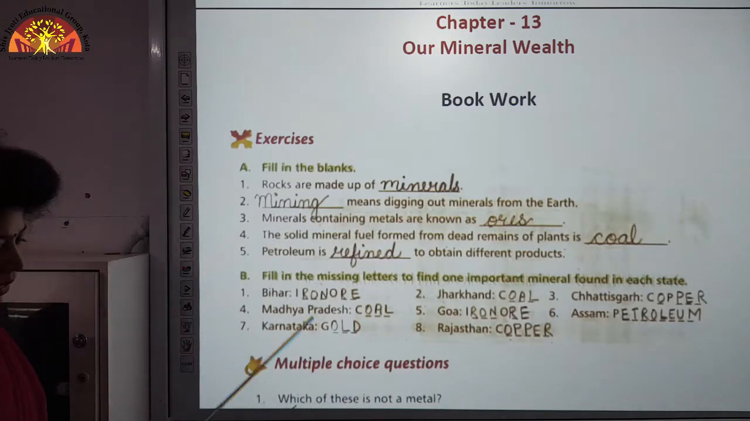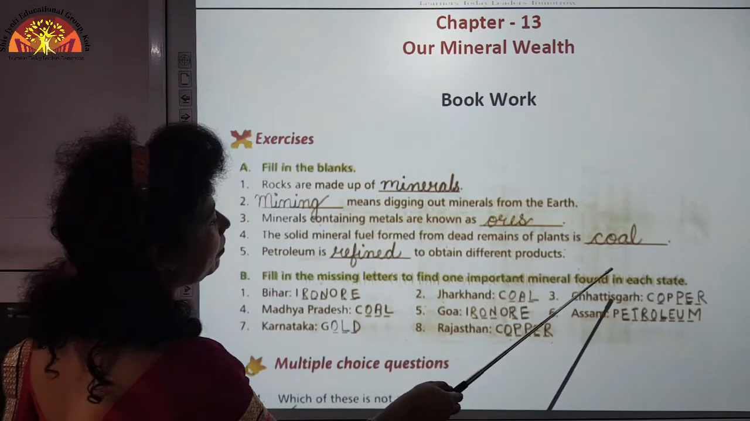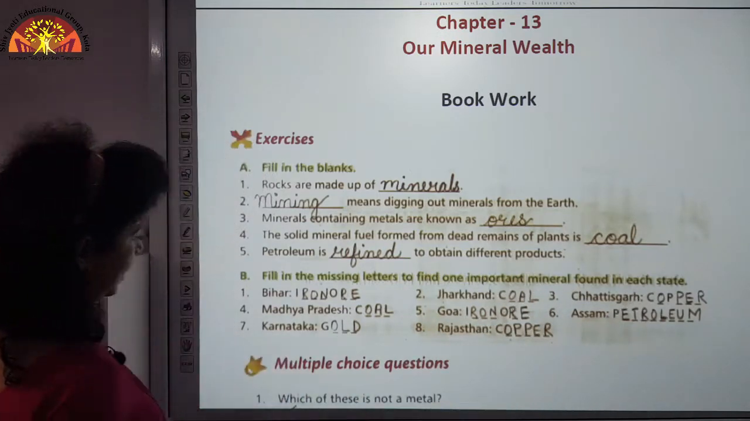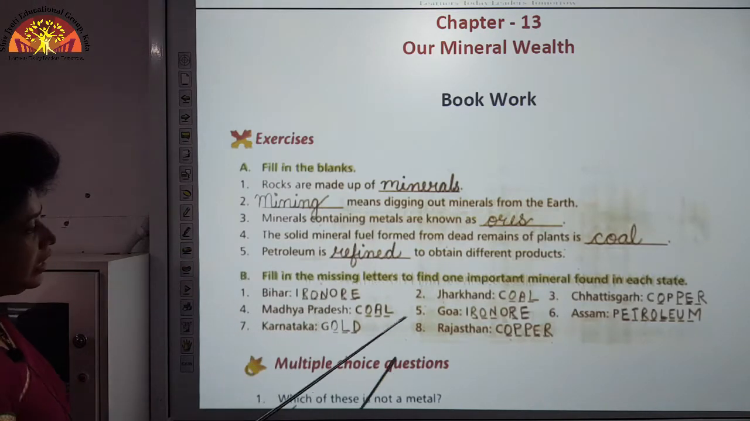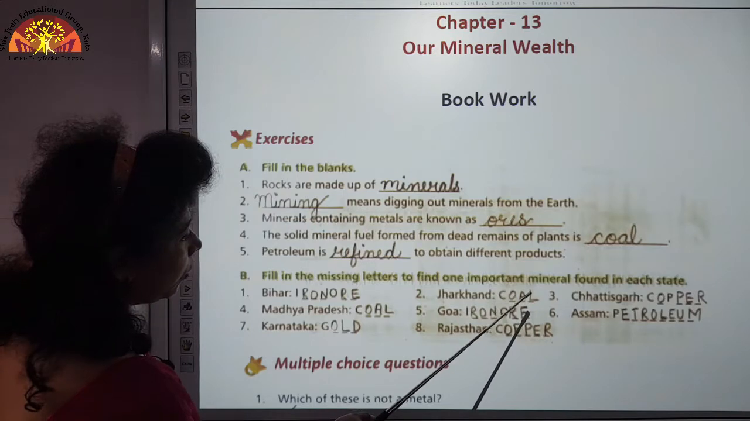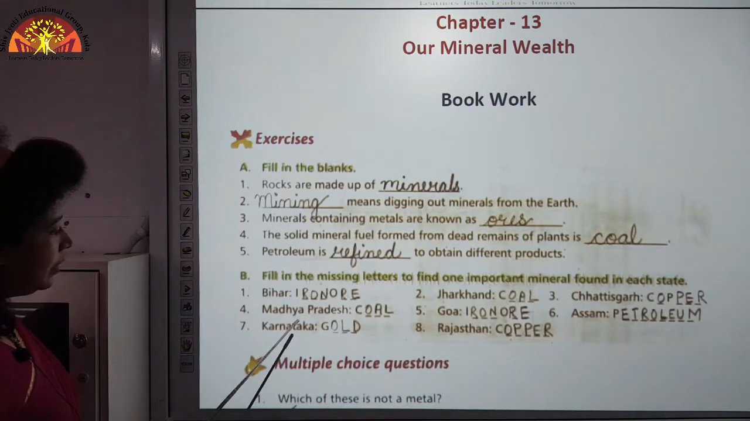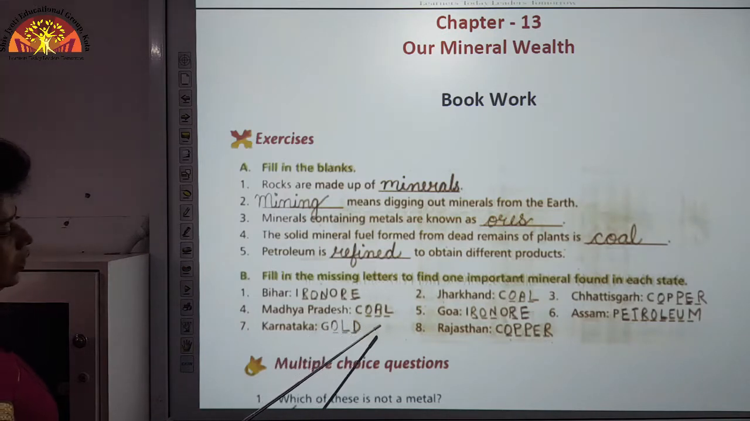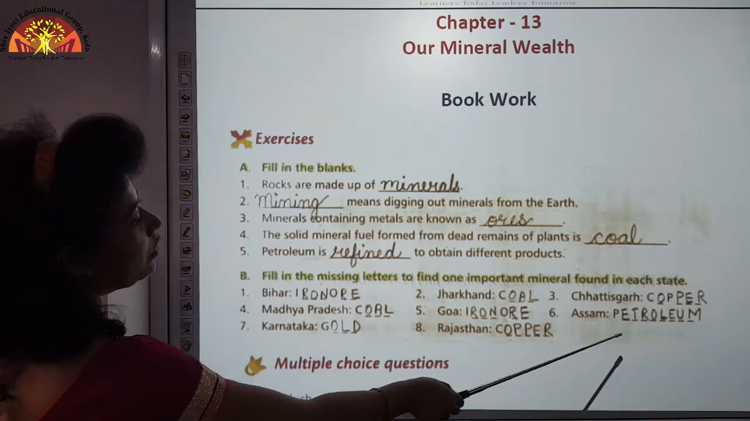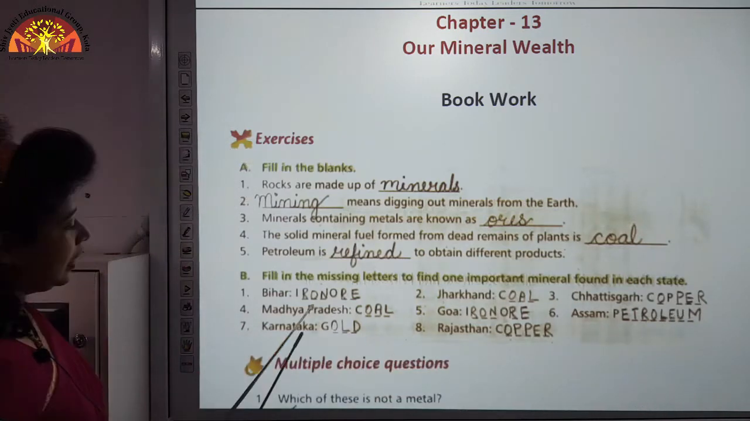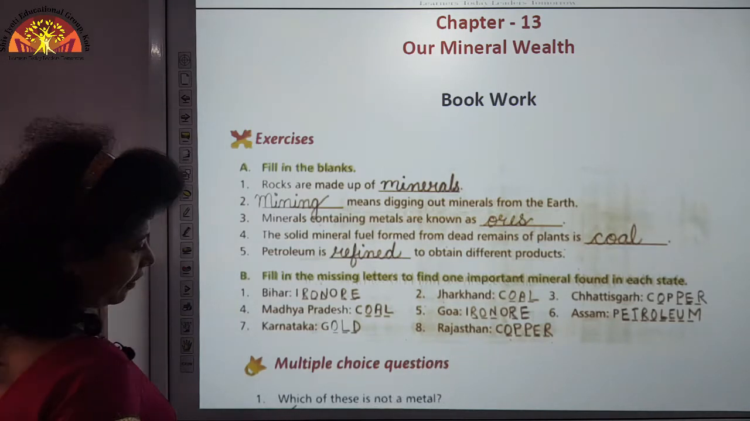Now, exercise B, fill in the remaining letters to find one important mineral found in each state. In Bihar you have iron ore, in Jharkhand you can find coal, in Chhattisgarh you can find copper, in Madhya Pradesh you can find coal, in Goa you can find iron ore, in Assam you can find petroleum, in Karnataka you can find gold and in Rajasthan you can find copper.